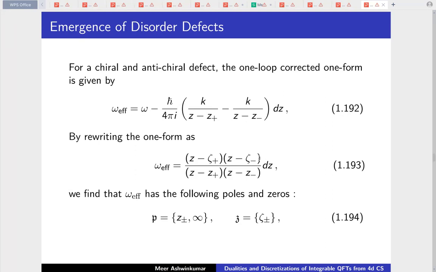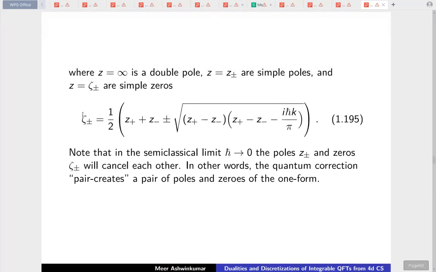So now we can actually compute explicitly what these zeros are, and these zeros take this form with some dependence on h bar. And you can see that in the semi-classical limit where h bar goes to 0, the poles and the zeros will cancel each other. This implies that the quantum correction that we saw earlier creates a pair of poles and zeros of the one-form. And this is essentially what I meant by the emergence of disorder defects in the presence of order defects.